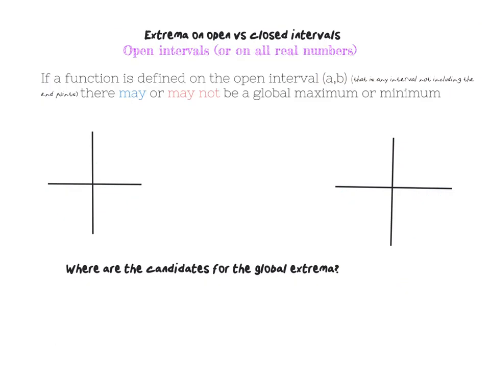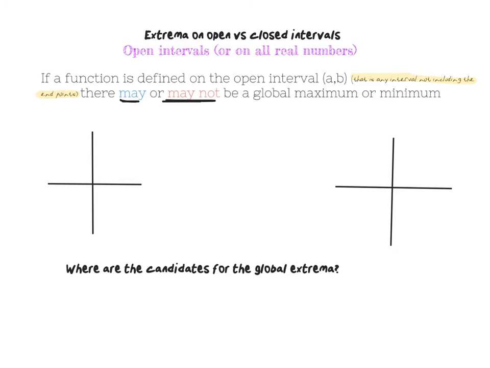Now we have to consider what would happen on an open interval. So the idea with an open interval is that we are not defining the function at its endpoints. And that's what I'm saying here. We're not including the endpoints of that function. Now when that happens, it's not quite as straightforward. There could, or maybe there isn't, a global maximum or minimum.